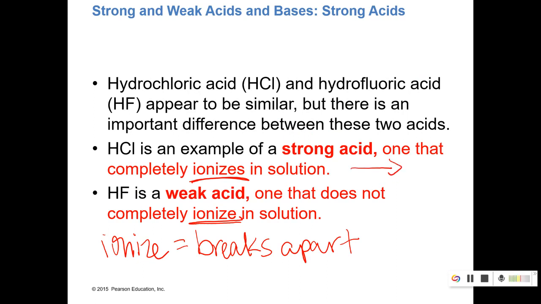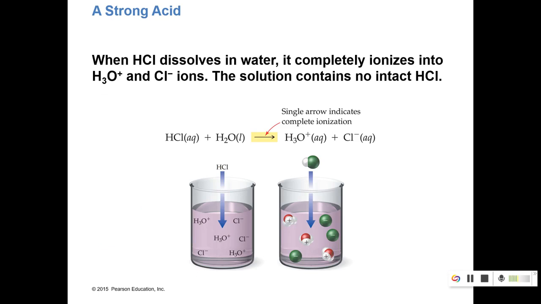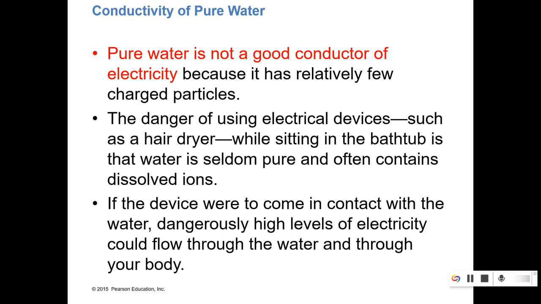Also, this will have a single arrow when we have it in an equation. A weak acid will only break partially or does not break completely. With that, we get a double arrow when we write them in a reaction, which is why you've started seeing both a double arrow and a single arrow. So here's a strong acid indicated by the single arrow.